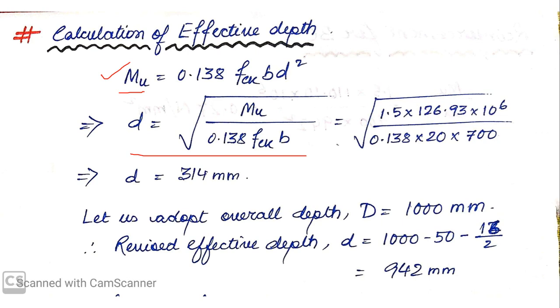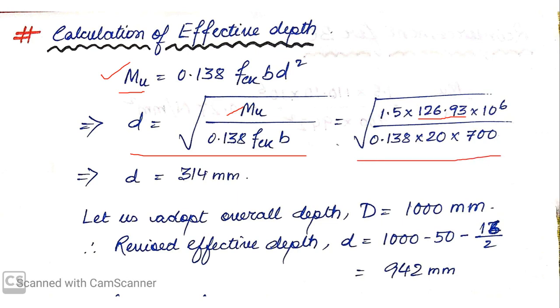Now Mu is the moment, or you can say it is the larger value between the beams AD and BC. If you look at the bending moment diagrams, you will see that the maximum bending moment for AD was 126.93 kilonewton meter, and for beam BC it was 110 kilonewton meter. So obviously beam AD is having the higher bending moment, so I consider that. Okay, so I have considered 126.93 kilonewton meter.